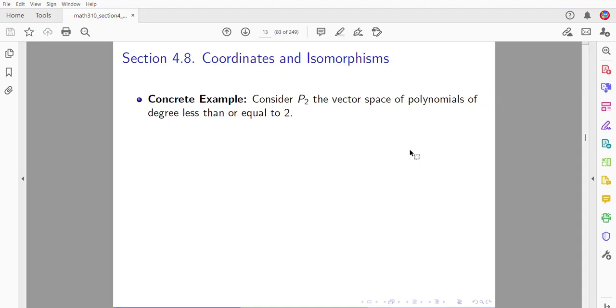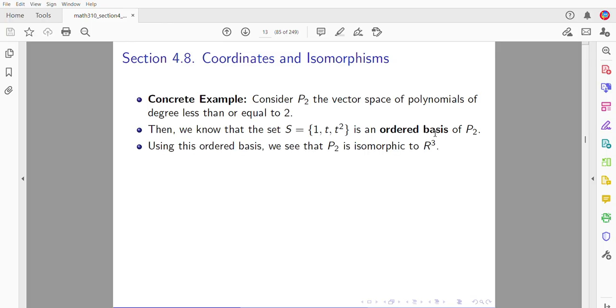Here is a concrete example. Let P2 be the vector space of polynomials of degree less than or equal to 2. Then you know that the set 1, t, t squared is a basis. If I fix an order, it is an ordered basis. Using this ordered basis, we see that P2 is isomorphic to R3.